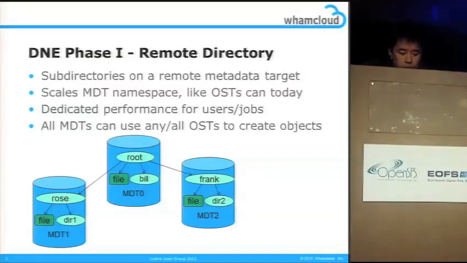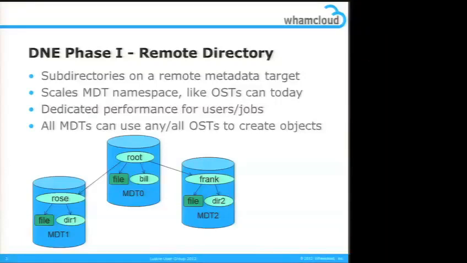Also in phase one, since you have multiple metadata targets, you can distribute the namespace over several servers as OSS does today. Also you can group the metadata servers and assign them to different jobs and users for different purposes. And since all the MDTs are in the same file system, the files on any MDT can use all the OSTs, so they can use the bandwidth from all of the OSTs.